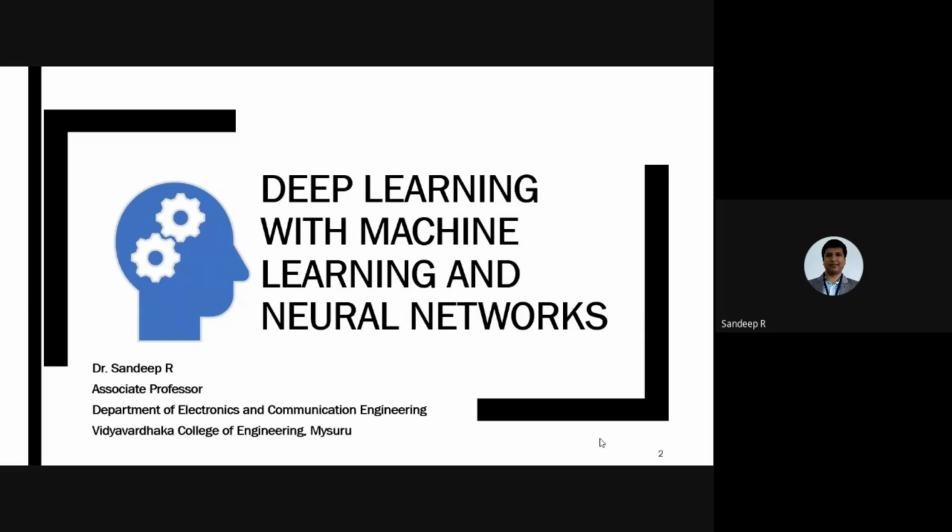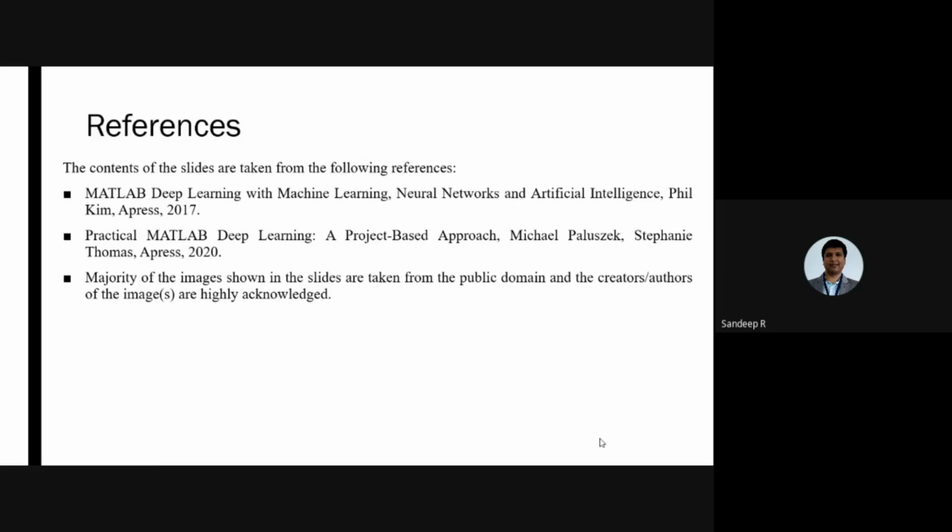So, deep learning with machine learning and neural networks. First of all, I would like to give the acknowledgement. The contents of the slides were taken from the following references: MATLAB Deep Learning with Machine Learning, Neural Networks, and Artificial Intelligence by Phil Kim, and also Practical MATLAB Deep Learning, a Project-Based Approach by Michael Paluszek and Stephanie Thomas. And the majority of the images shown in the slides are taken from the public domain, and the creators or authors of the images are highly acknowledged. It's not mine.